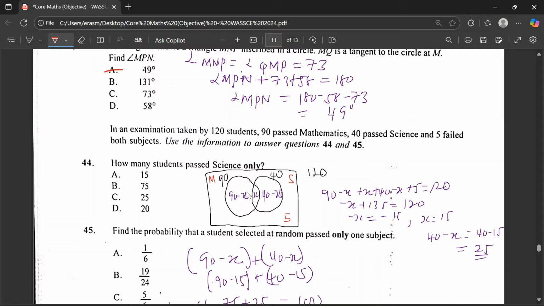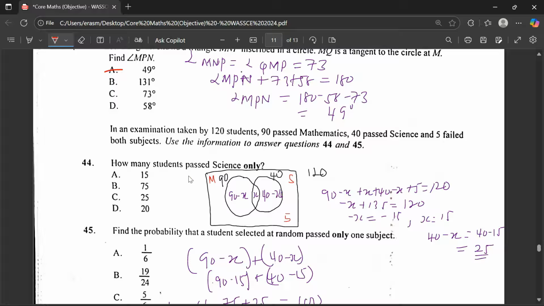That means they did not pass either of maths and science, right? So they are neither maths nor science. So that is 5. That is what is here. So we've not been given a number of students who pass both. So let's represent it by x. Then this portion is going to be 90 minus x, and this is also going to be 40 minus x. Now, when we add everything in here, it should be equal to 120, right? So 90 minus x plus 40 minus x plus 5 should be equal to 120. And when we make x the subject, we are going to have x equals 15.